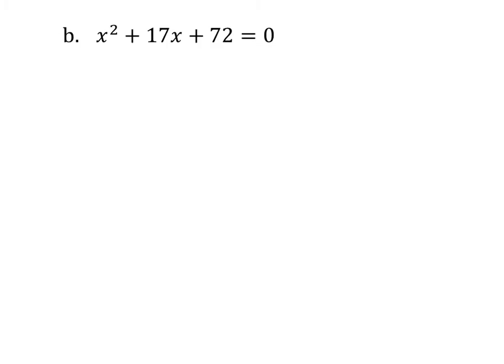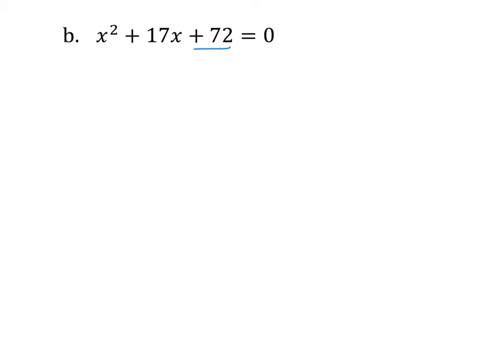Something like this is a little bit harder to factor, so we're going to try factoring this. It's in standard form already. We have x squared, x, the number, and then it's equal to 0. So I'll factor this. Factors of 72 that will give me a sum of 17. Okay, so I'm actually going to use 8 and 9, because 8 times 9 is 72 and 8 plus 9 is 17. They're both going to be positive.